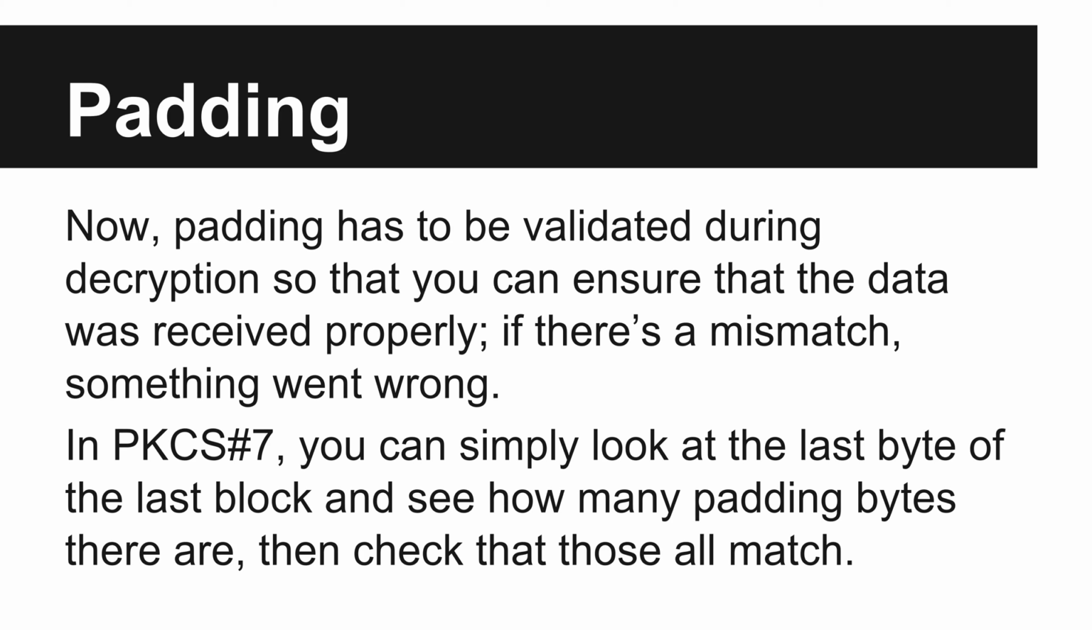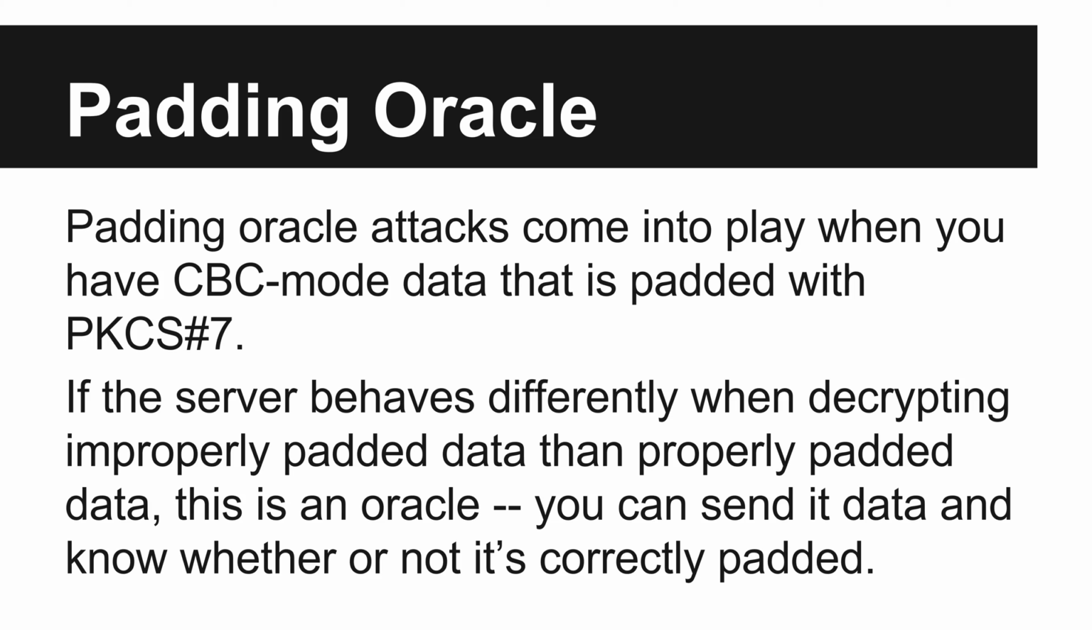In PKCS7, you can simply look at the last byte of the last block to see how many padding bytes there are, then walk backwards to make sure they're all there and have the right value. Padding oracles can come into play if you have data encrypted in CBC mode and it's padded with PKCS7. If the server behaves differently when decrypting improperly padded data versus properly padded data, this is an oracle. You can determine whether or not it's padded properly. This may seem like a silly thing to think about, but it gets fun.